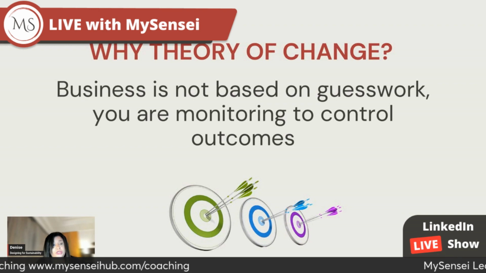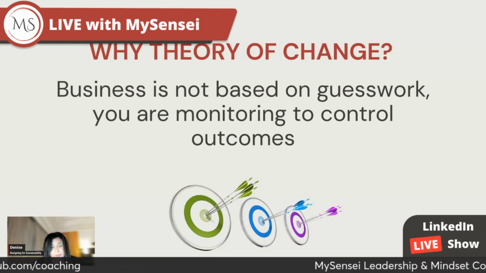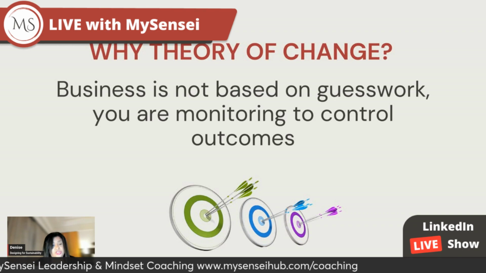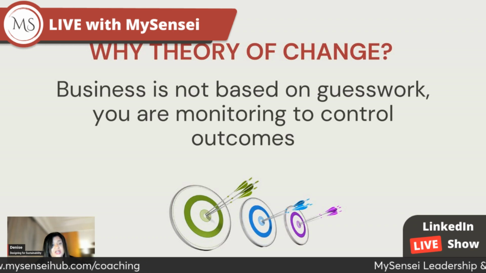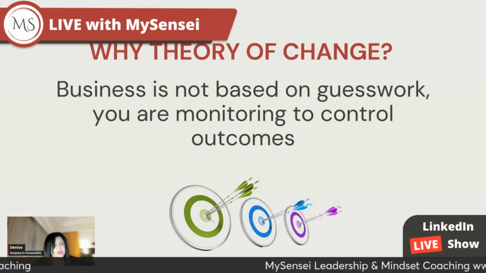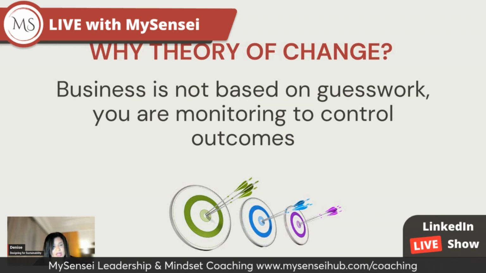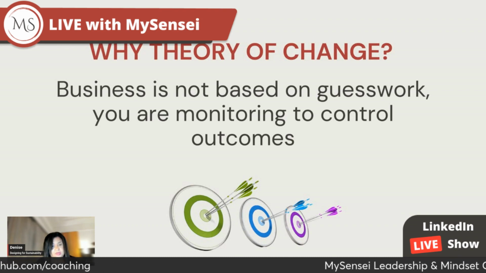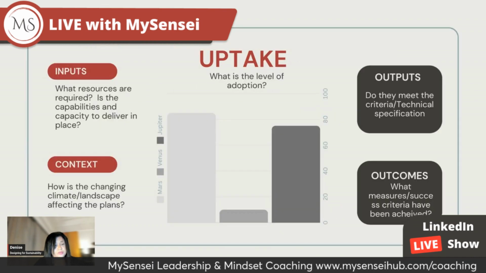So why should we use theory of change? Because business is not based on guesswork. I mean, we can do trial and error, mostly error, but again, that's not an optimal approach to take. And I think that the way business is now, there's very low tolerance to actually getting things wrong. And also, if you are trying to at least make sure that you are going to achieve the expected results, you can't do guesswork. So theory of change helps with monitoring to control the outcomes. And planning is a yardstick for control. So if you haven't planned it, you really can't control it.